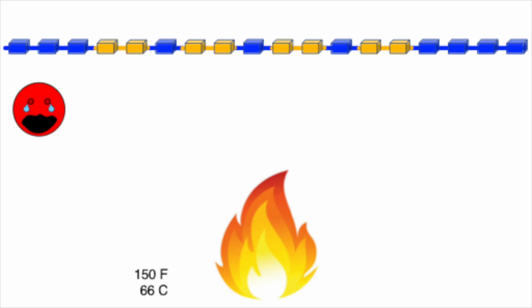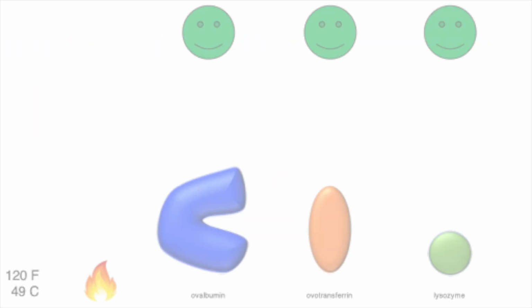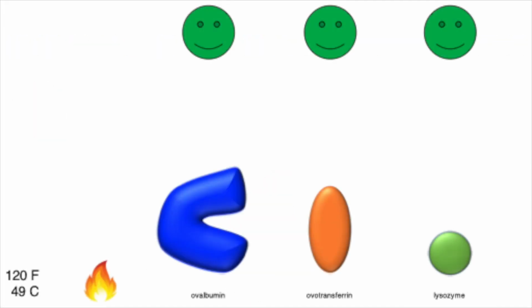Just like what has happened here. This protein has lost its shape. It got too hot, and that shape that the protein once had went away. It turns out that different proteins will unfold at different temperatures. They will lose their shape at different temperatures. And so here are those three proteins that I talked about earlier: ovalbumin, ovotransferrin, and lysozyme.